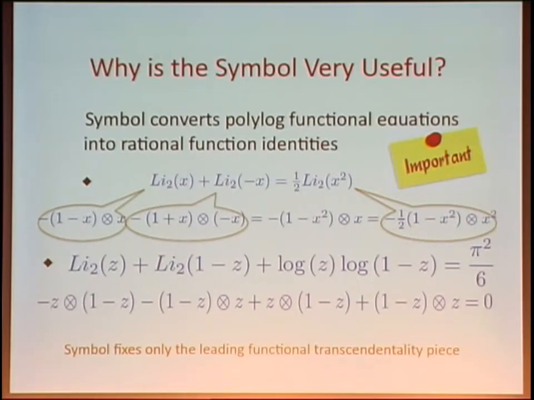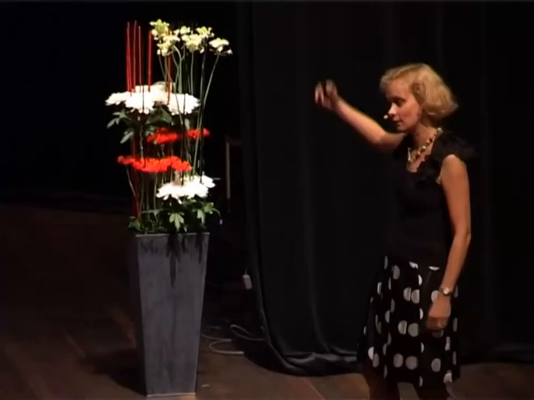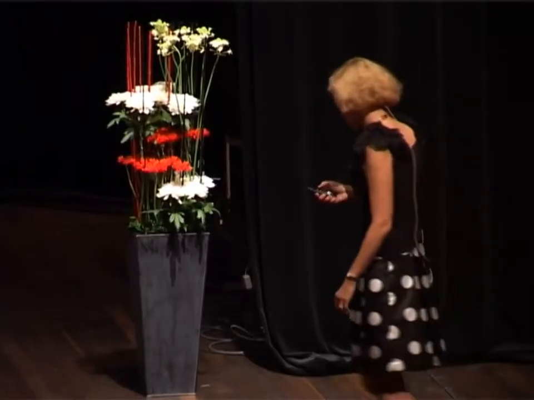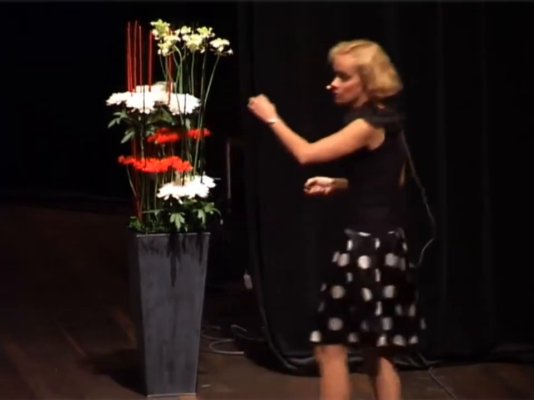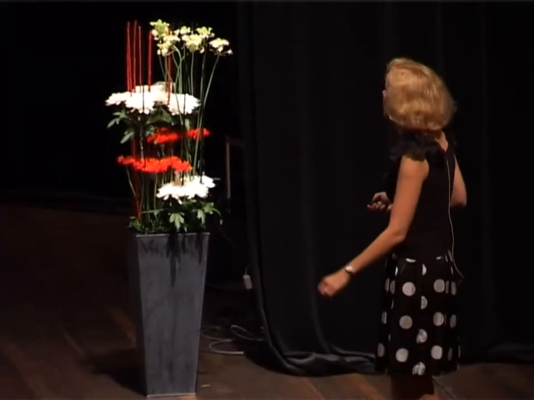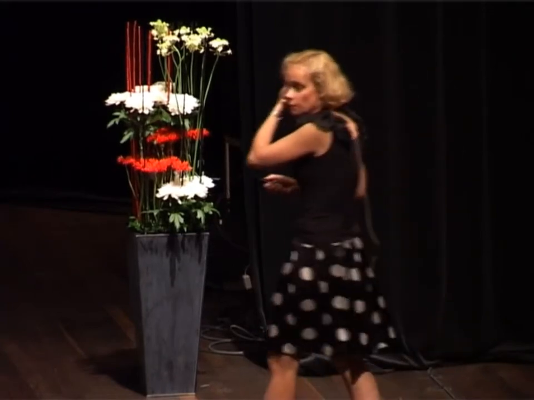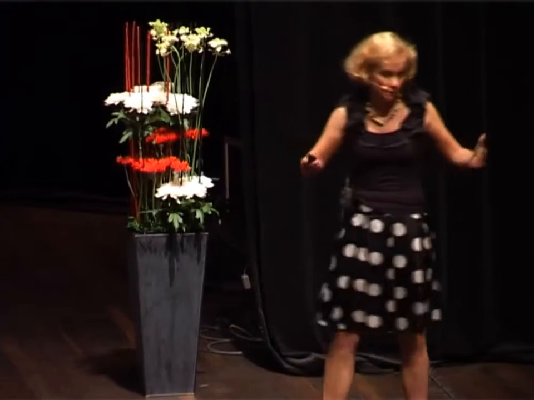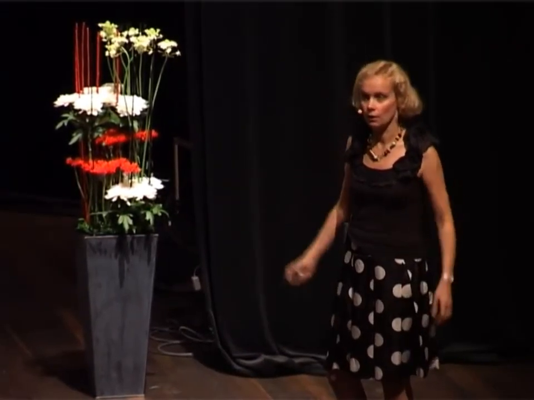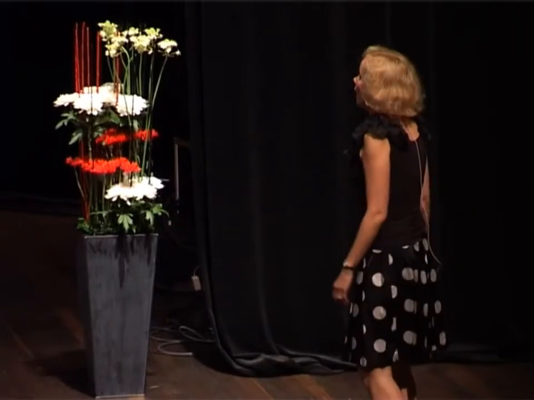So what symbol does for you is it fixes only the leading functional transcendentality piece. So you have to have a postdoc later on to fix the subleading pi terms. You have to do some work. But the leading functional transcendentality piece is fixed. Okay, so very good. So hopefully I sketched for you, of course, a very trivial example of how we work on these identities.